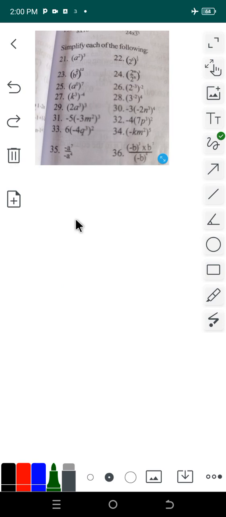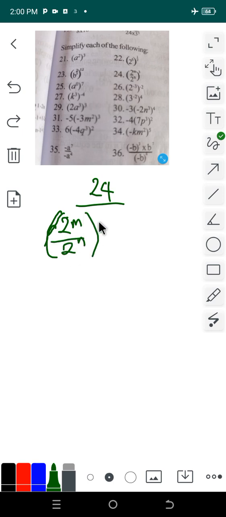Considering 24, question 24 have open bracket 2 to power n all over 2 to power n close bracket all to the power 3. So the solution will be, you can see this 3, which is the power, is covering the numerator and is covering the denominator too. So if the power is coming, it will come down to the denominator and go to the numerator too. So we are going to have 2 to power n multiplied by 3 all over 2 to power n multiplied by 3.